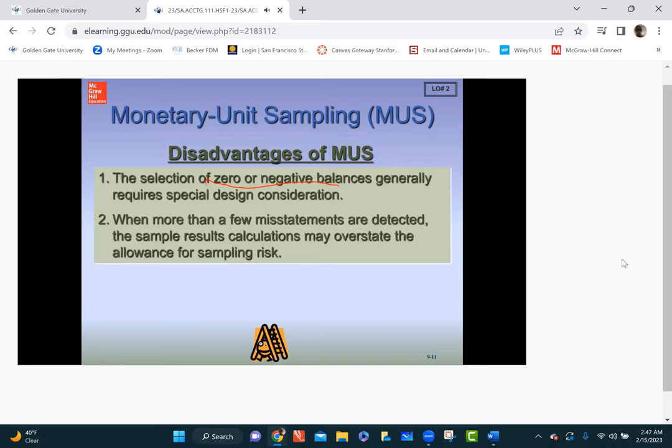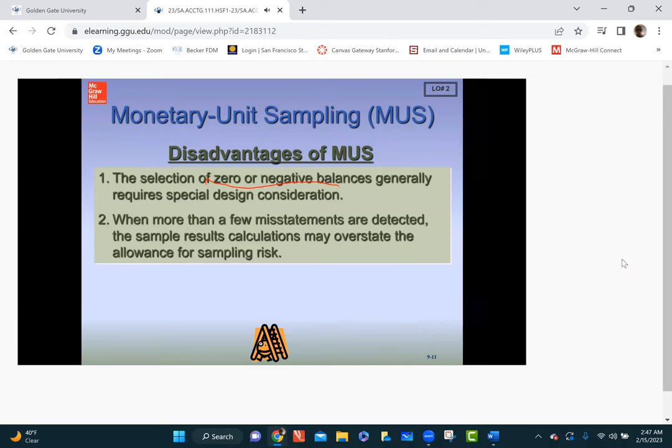If we do indeed have a negative balance, meaning our client owes some of its customers money, that is to appear on the liability side of the balance sheet, not the asset side. So we would probably test every one of those negative balances to see what's going on.